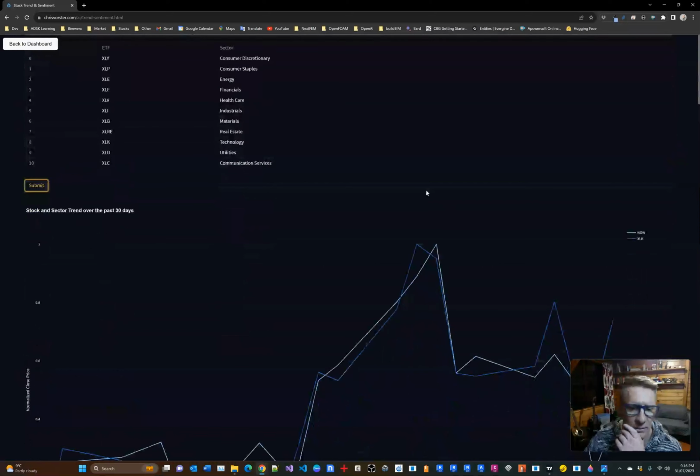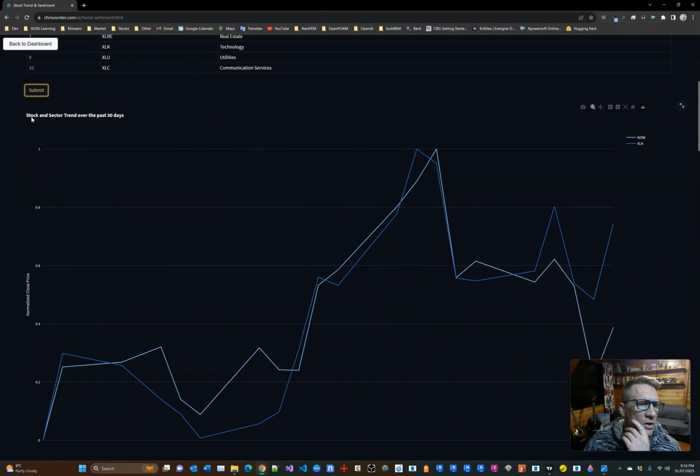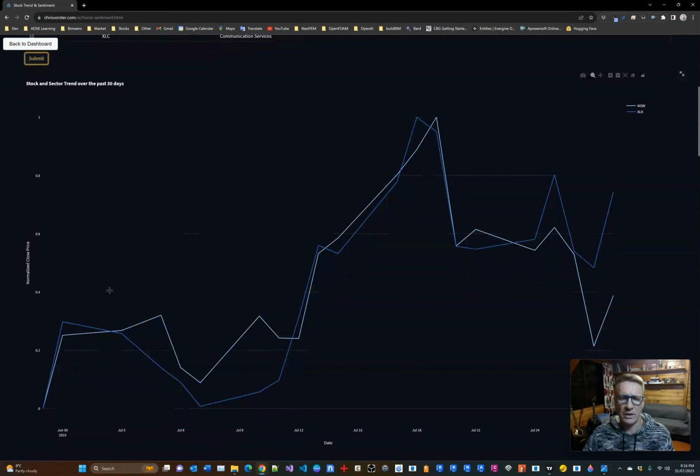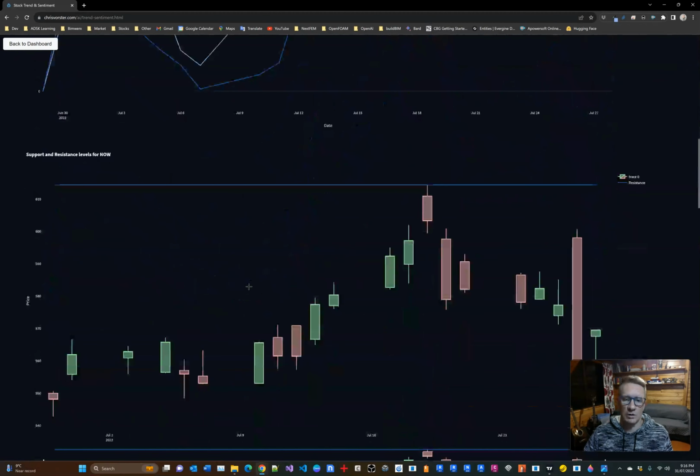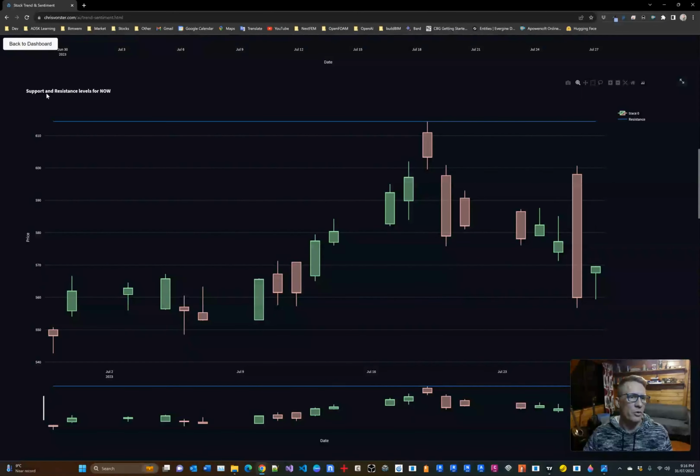When you hit submit, it's going to show you the stock trend versus the parent sector trend. We can see that it's kind of following that quite well. And remember, we said in the previous exercises that if a stock is on a consistent bullish or bearish trend, and the sector is on the same trend and the stock is following the sector, we've got a 70% chance of that stock continuing to do so and heading in the direction that we're anticipating, which is what we're trying to do. Here we can see the support and resistance levels.